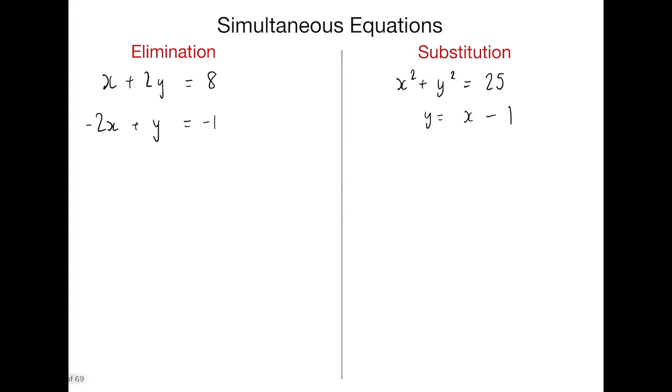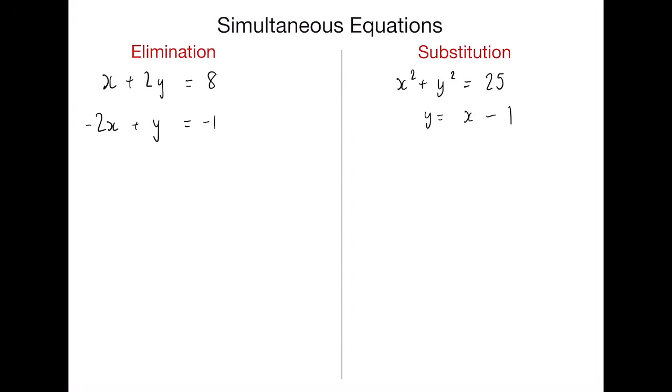Next is simultaneous equations. There's 2 different methods for simultaneous equations. We have the elimination method, which is the most common one, and also the substitution, so I will do an example of each. The way we want to solve simultaneous equations by elimination is making either the x's or the y's the same. In this case, I'm actually going to make the x's the same.